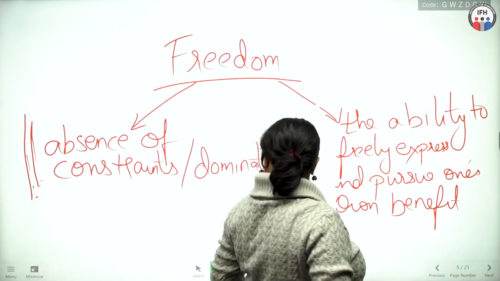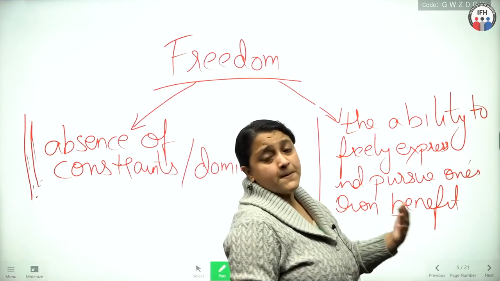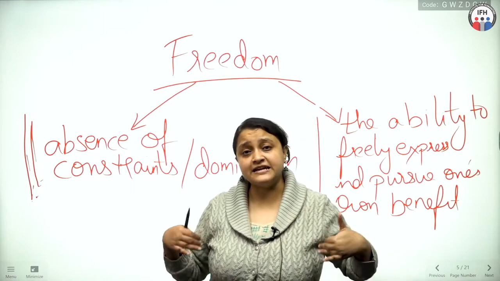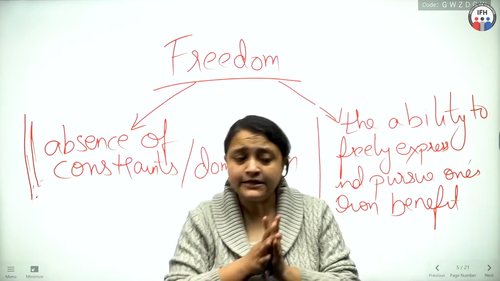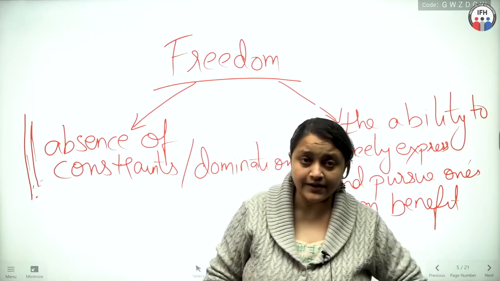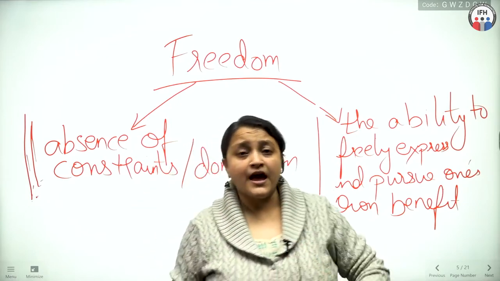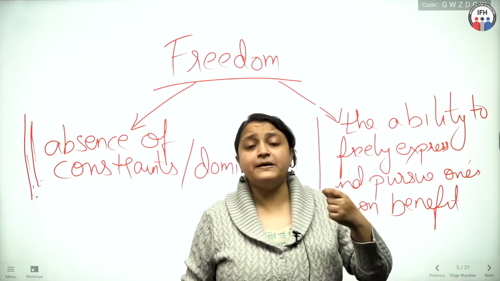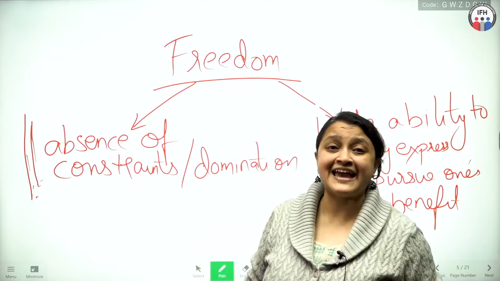The other is the ability to freely express and pursue one's own benefit, because this will allow us as individuals to grow. This will allow us individuals to develop our skills, our abilities, to develop our capabilities, to grow as an individual, and thereby improving the society as a whole, right? So on one hand, we are saying absence of constraints, absence of any external influence. And on the other hand, we are saying that freedom is also the ability to express oneself, ability to follow one's own pursuit, or follow one's own self-interest, so that we as individuals can develop.